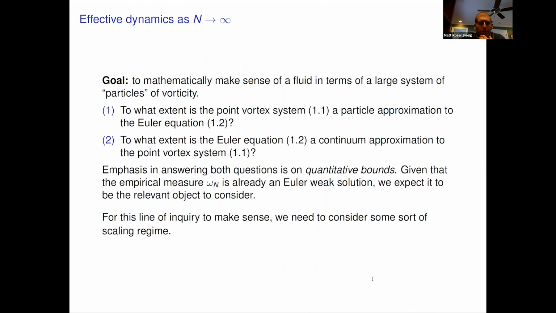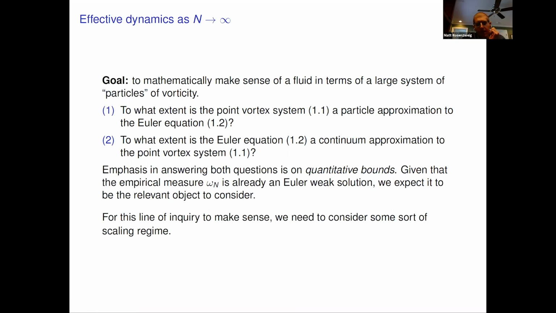But so the goal of this talk is to mathematically make sense of a fluid in terms of a large system of interacting "particles" of vorticity. And there are two angles, I think, to this goal. The first is, to what extent is the point vortex system a particle approximation to the Euler equation? And the second is, to what extent is the Euler equation a continuum approximation to the point vortex system? And you can consider either of these questions depending on what your interest is.